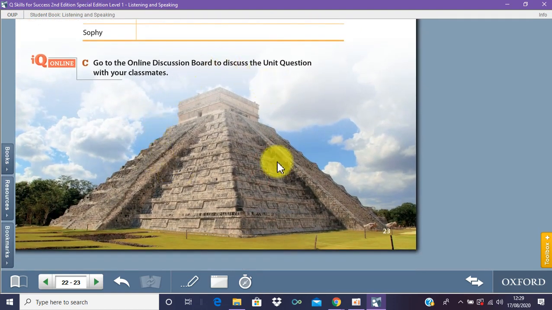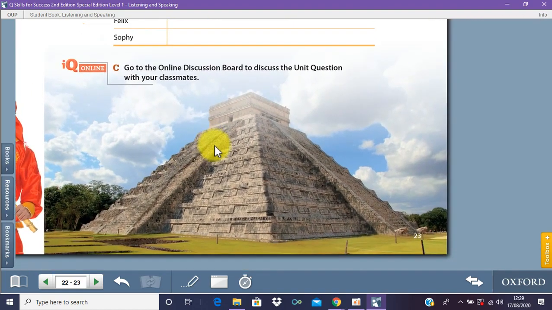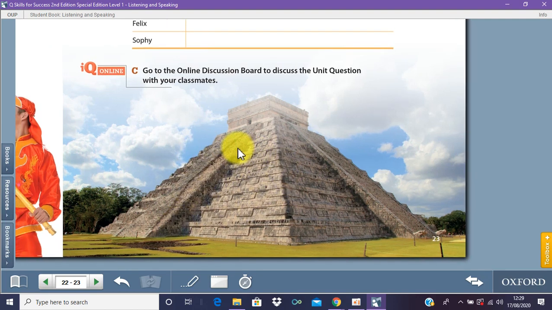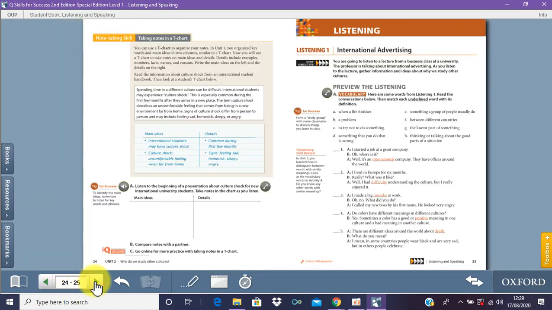And you see this. I'm pretty certain that is maybe Egypt, I don't know. I think it might be Egypt or somewhere, okay? But it looks like a pyramid, okay? It's pretty simple, all right? Now, that's it. That's the question for Unit 2: why do we study other cultures?